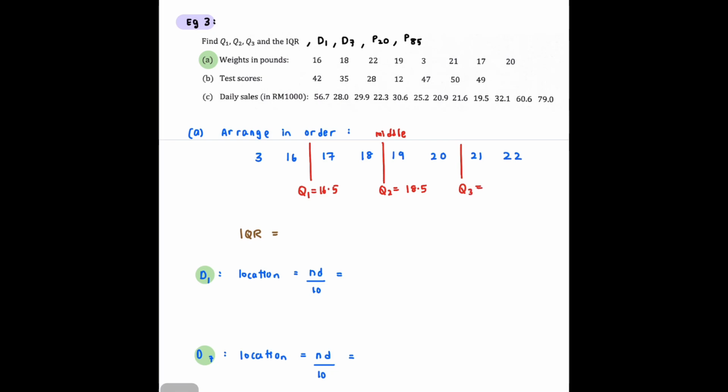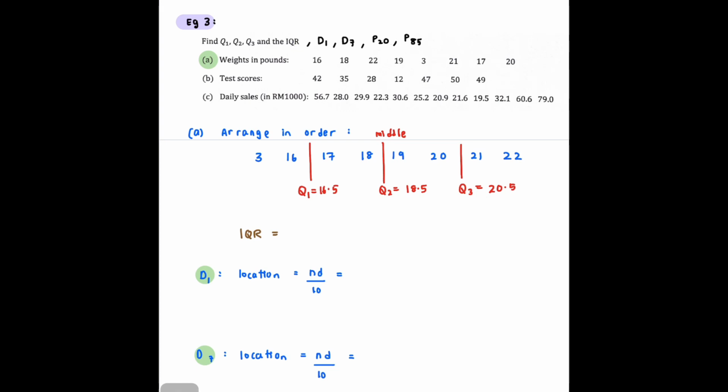So how to find quartile 3 value? Take average, 20 plus 21 divided by 2. So you have 20.5. So that's how you find the quartile. Just divide the data into half, and then the first half into half again, the second half also into half again. And the question asks also the IQR.